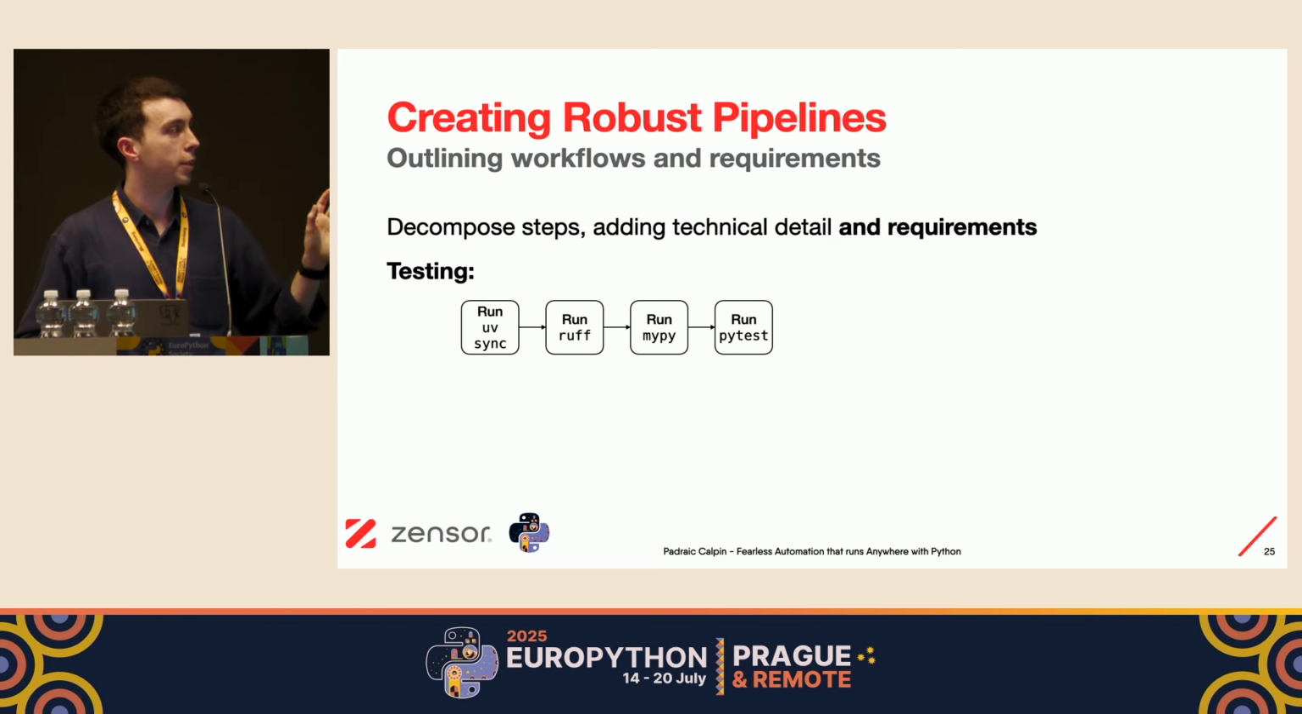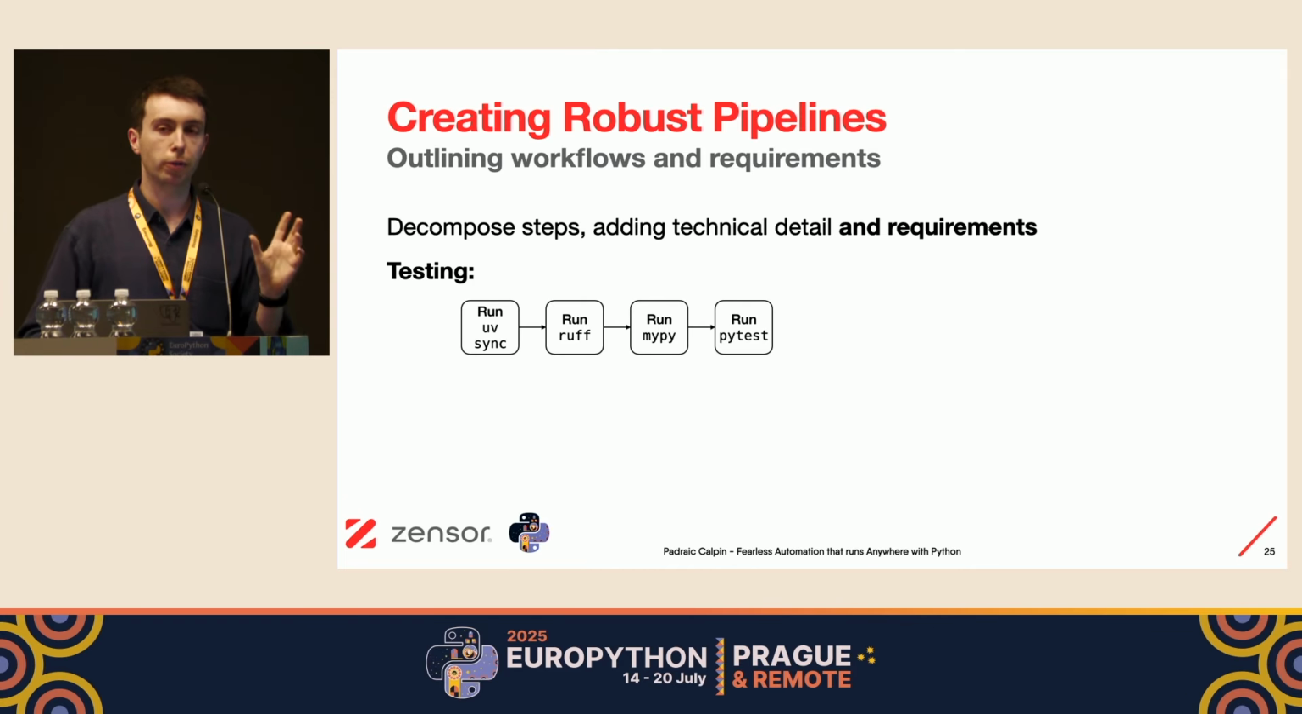So the way I approach this is we try to decompose these steps. And each time we zoom in, we want to add a level of technical detail. So here, for example, I've made some specific tool choices. But what we also need to do is make a note for ourselves of what things these tools are going to require to run correctly. For example, okay, we want to use UV as our package manager, but where is it getting packages from?